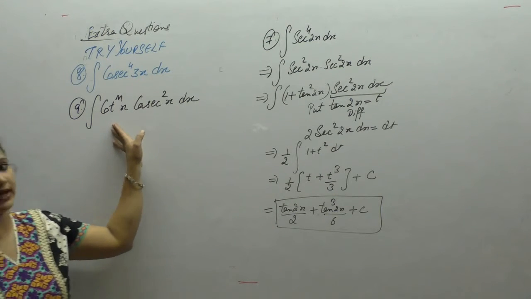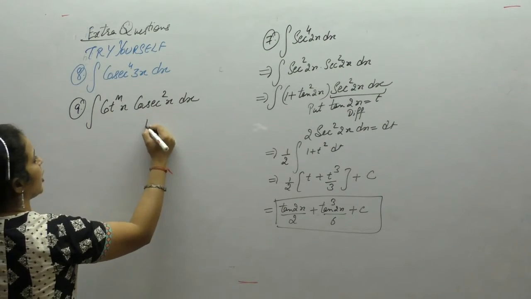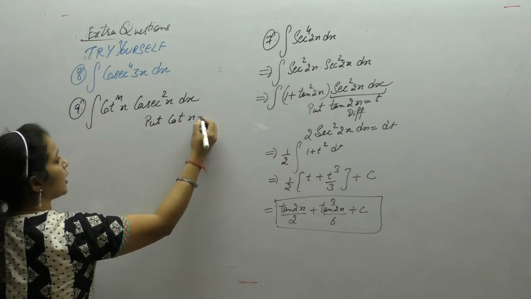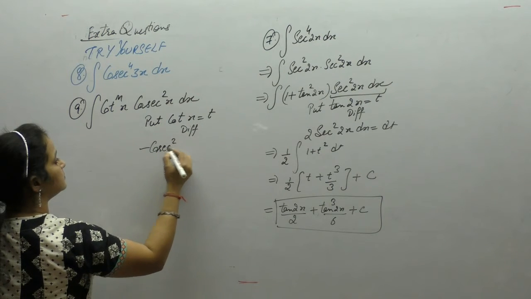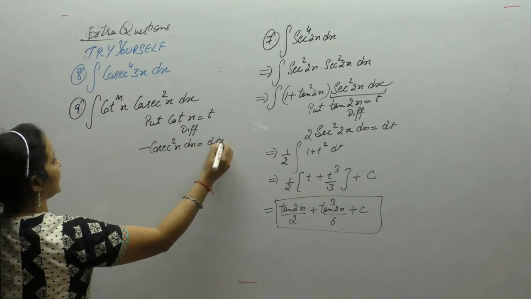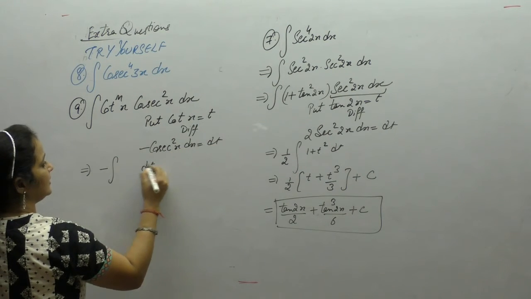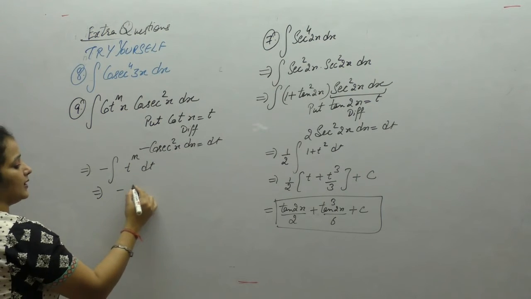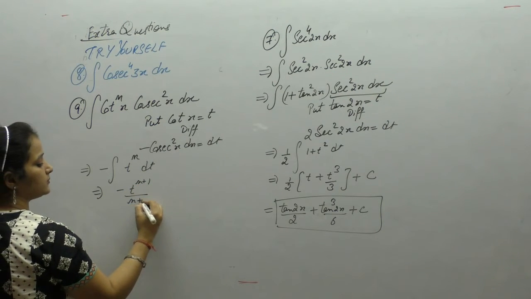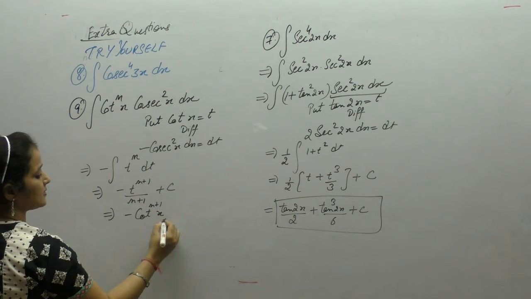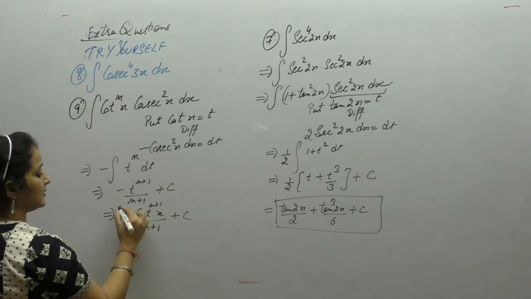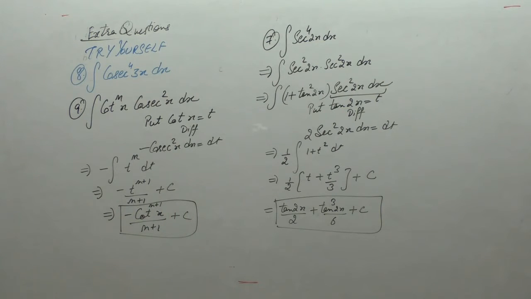Now in the next question we have the derivative of cot here. Derivative of cot is minus cosec square. So we put cot x as t. Cosec square x dx as minus dt, t power n. Apply the power rule here: t power n plus 1 upon n plus 1, plus c. What is the t here? It is cot. So minus cot power n plus 1 x upon n plus 1, plus c.